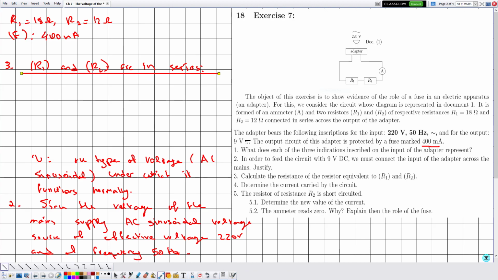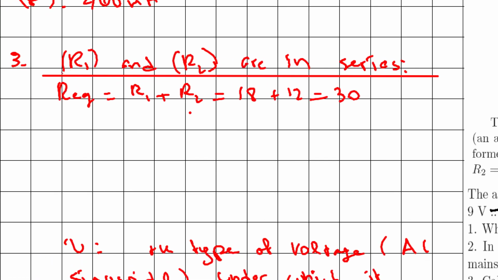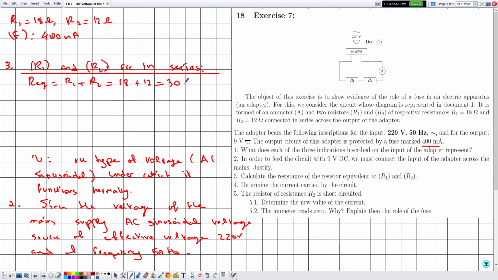Then because they are in series, the equivalent resistance is given by the sum, which is equal to 18 plus 12, which is equal to 30. Since both R1 and R2 are expressed in ohms, the value of R equivalent will be in ohms. So R equivalent is equal to 30 ohms.